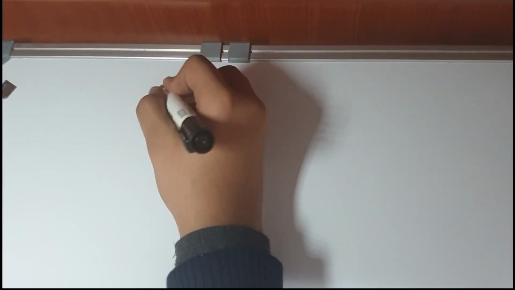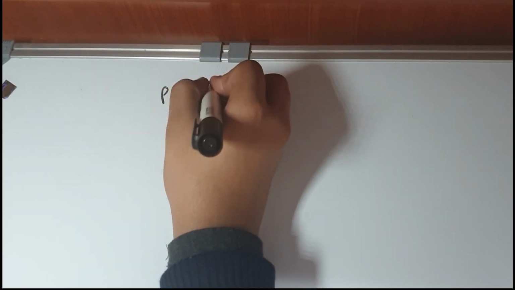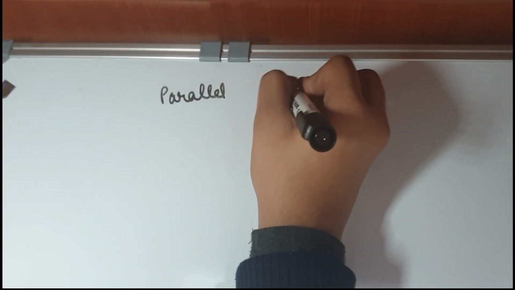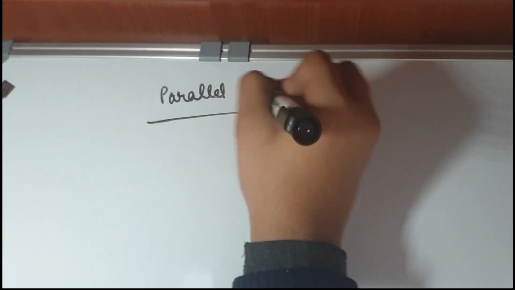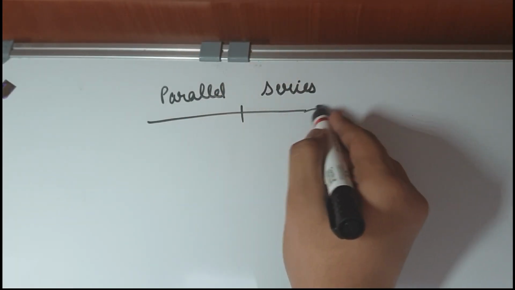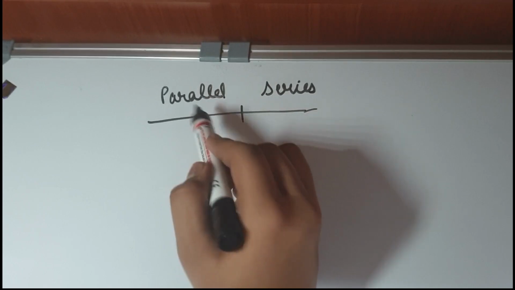There are two types of combination, parallel combination and series combination. I will write it here, parallel and series. They both are very easy to understand. First I am going to explain parallel combination.